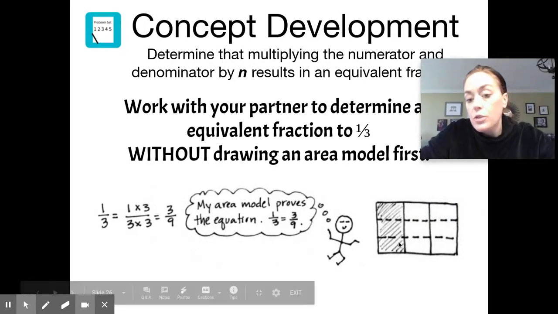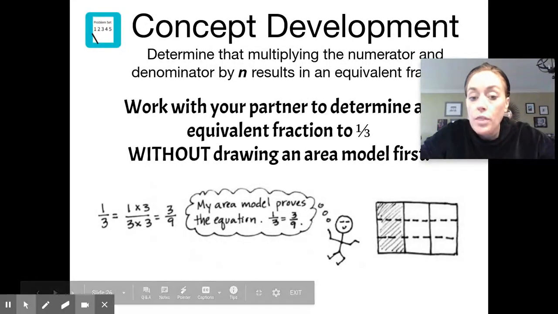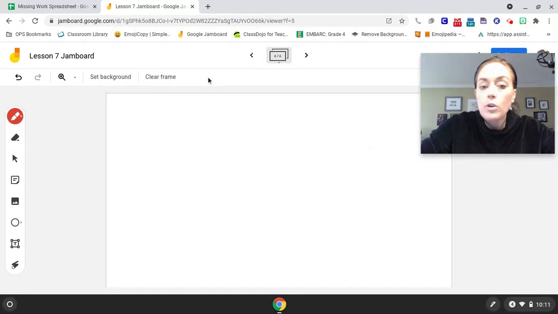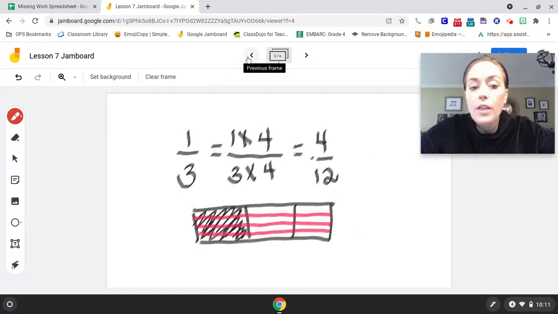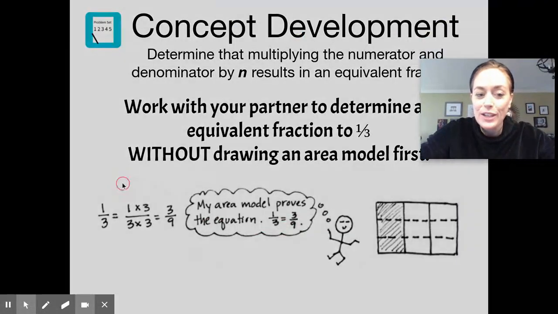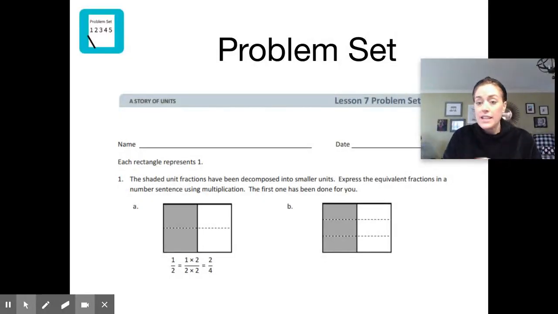Okay, so here's 3, 6, 9 for your denominator, and 3 shaded in for your numerator. So the area model proves the equation 1/3 is equal to 3/9, just like our area model was able to prove that 1/3 was equal to 4/12. Okay, so hopefully this is starting to really click with you. Now, that's pretty much it for today's lesson.